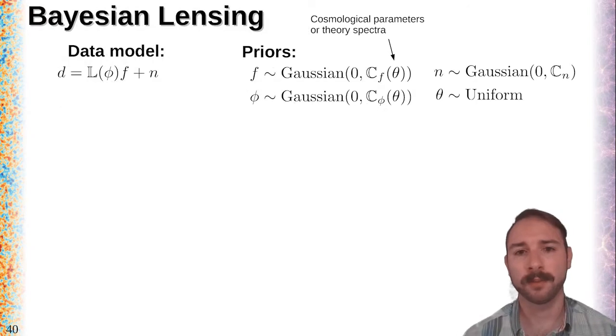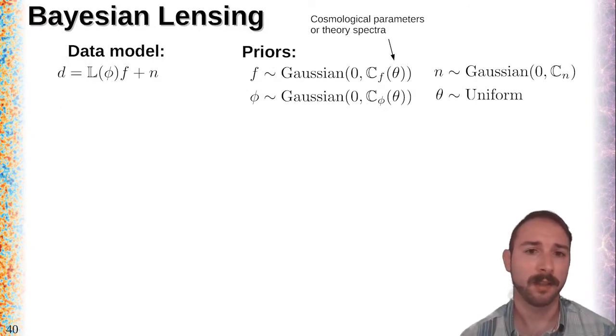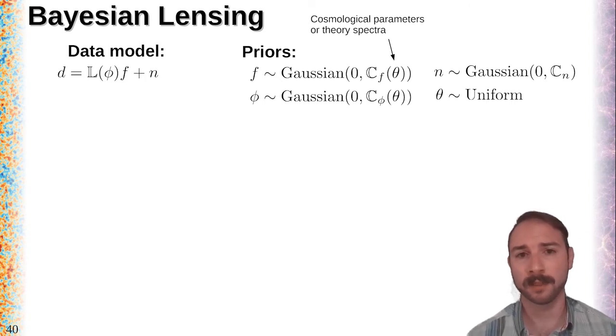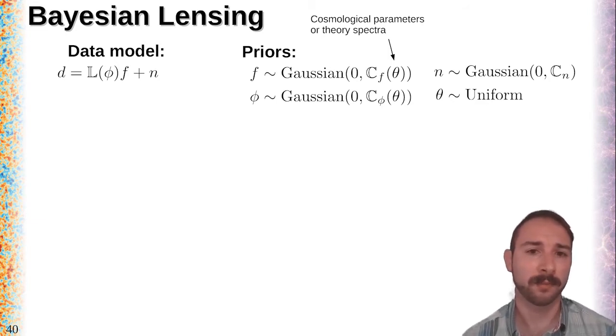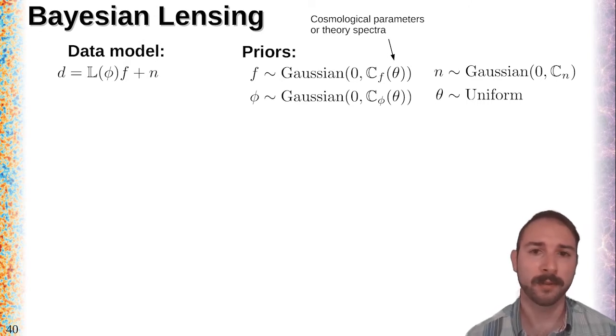Bayesian lensing is conceptually super straightforward. All you need is a data model and a set of priors. Here is a simplified version, and I'll show you something more complex in a few slides. Here, we just take that the data is the lensed CMB. So L is a lensing operator, which depends on phi. It multiplies the unlensed CMB f, and then there's a noise term. The priors are that the CMB is a Gaussian random field with covariance given by C_f. That's just the thing we saw on the other slide. Phi has its own covariance.